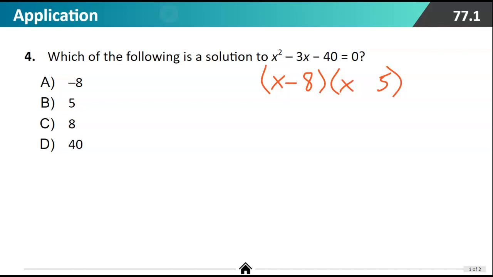The first sign tells you the sign of the larger number. The second sign tells you same or different. Plus 5. Our solutions are going to be the opposite. X equals 8. X equals negative 5. As we look at that, our answer is C, 8.